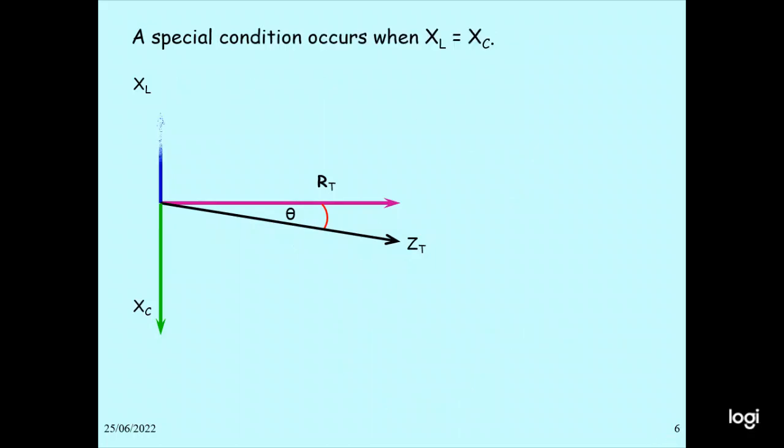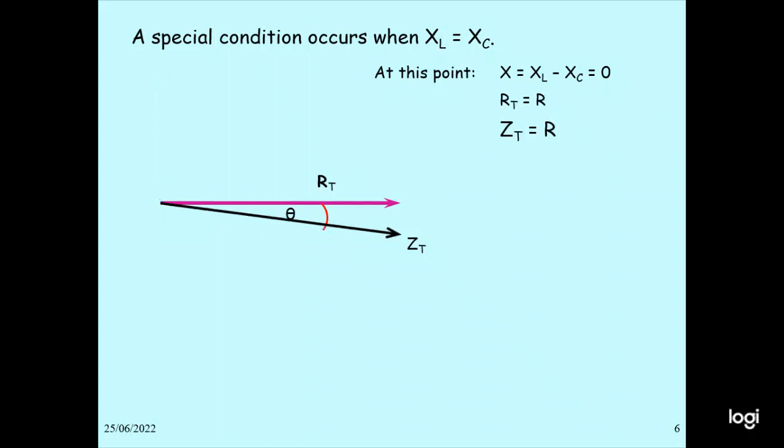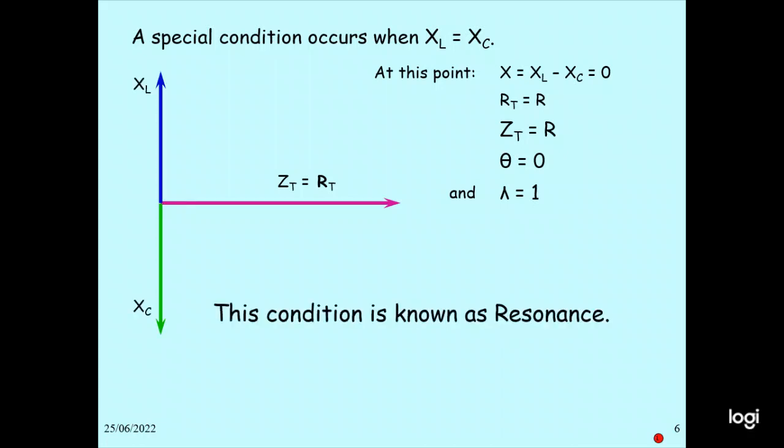So the special conditions occur when XL and XC are equal. When XL and XC are equal, that will be the resonance. At this point, XL minus XC equals 0. Therefore, R equals R, Z equals R, theta equals 0, and the power factor is 1. So this is a special condition. When XL and XC are equal, that special condition happens. This condition is known as resonance.